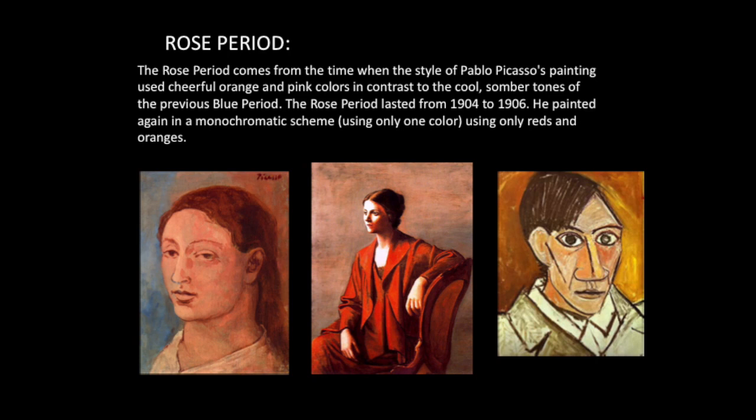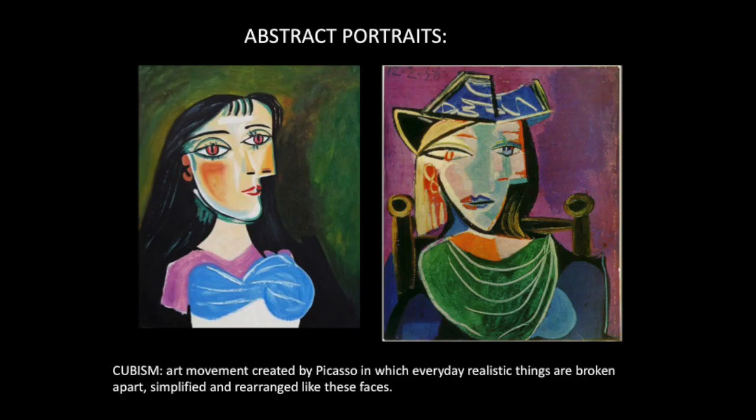As you can see in the last painting there, the orangey one with the background of the man, that's actually a self-portrait of Picasso. And during this time, he started to get a little bit more abstract with his drawing and with his portraits. So you're going to see more abstract paintings as we go forward from here. Remember before when I used that word cubism? Cubism is an art movement that was created by Picasso in which everyday realistic things are broken apart, simplified, and then rearranged, like these faces.